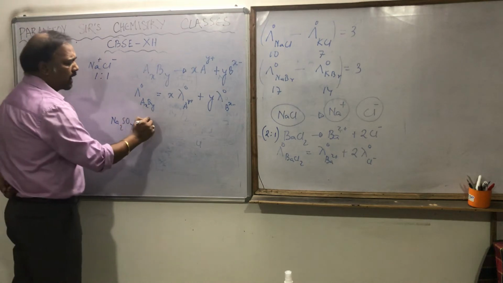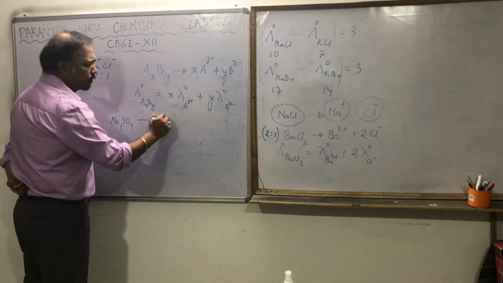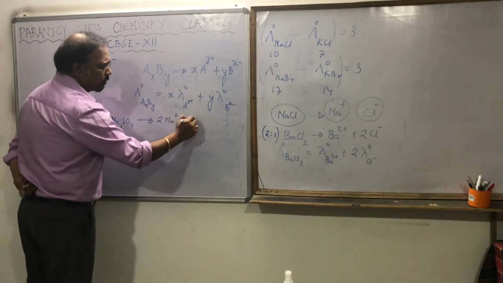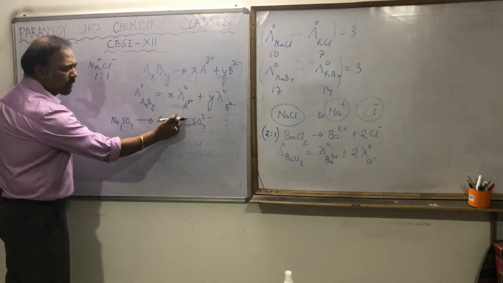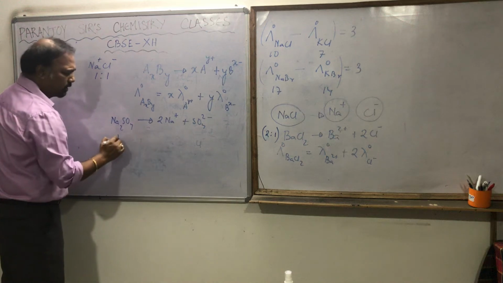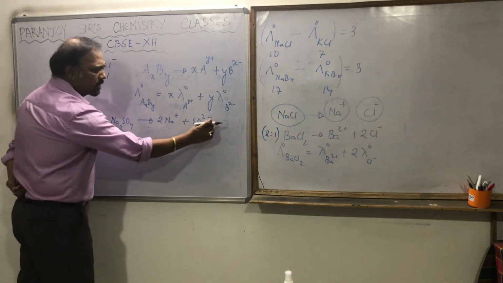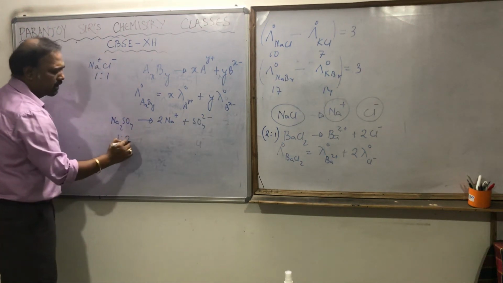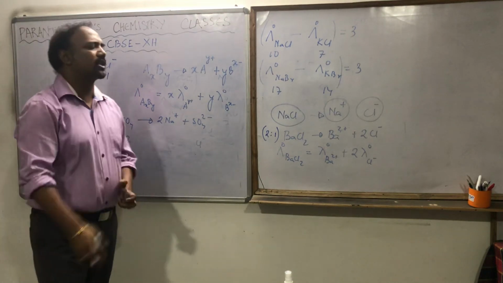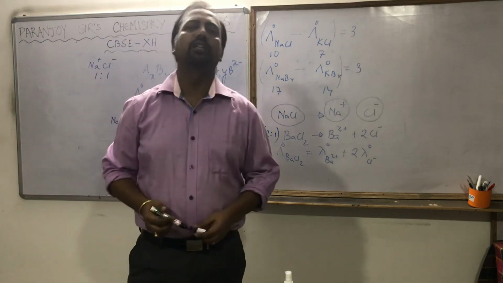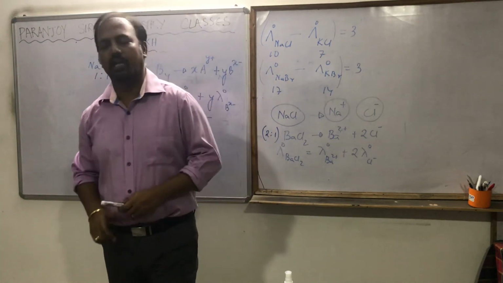Suppose I take Na2SO4. How is Na2SO4 dissociated? 2 Na plus and SO4 2 minus. What is the charge of the positive ion? It is 1. And the charge of the negative ion is 2. So it is a 1:2 type. Like that, we can differentiate the electrolytes depending on the number of positive charges and negative charges.